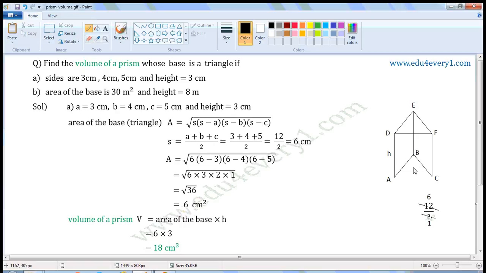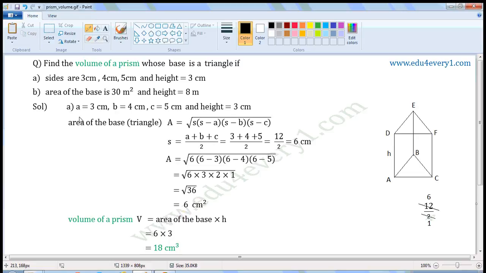This figure is a prism. In this prism, ABC is the base and DEF is the top. Base and top are triangles. AD is called the height, and AD will be equal to BE in measure and AD will be equal to CF in measure.